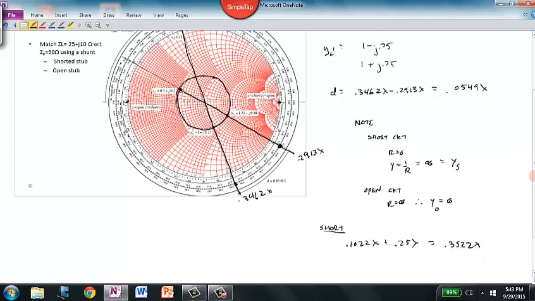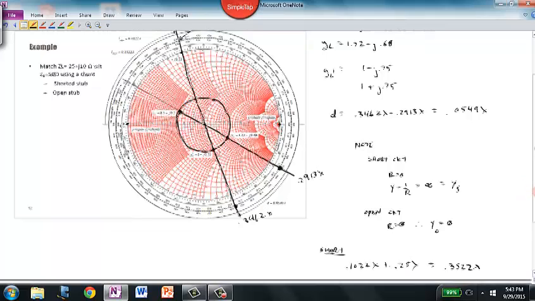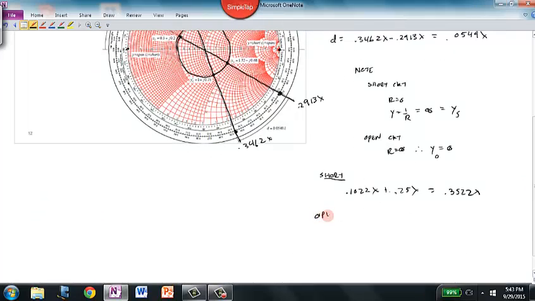For the open circuit, all I have to do is rotate from here to the point, and that's just 0 to 0.1022. So the open, just by inspection, is 0.1022 lambda.